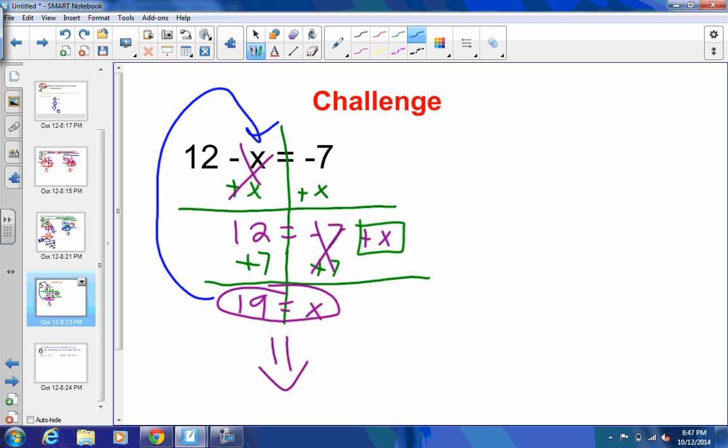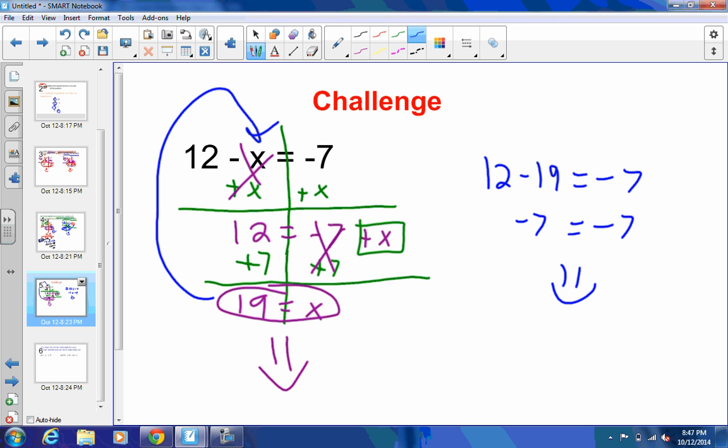Say 12 minus 19 equals negative 7. We'll check: 12 minus 19 is equal to negative 7. So that means we are good. Negative 7 equals negative 7. They're the same. So that is how you would do it if you had subtracting an x, or a negative x, on one side. You want to get it equal to the positive x.